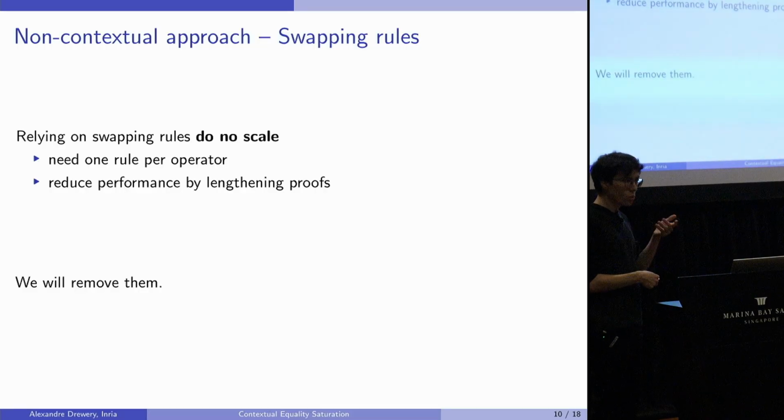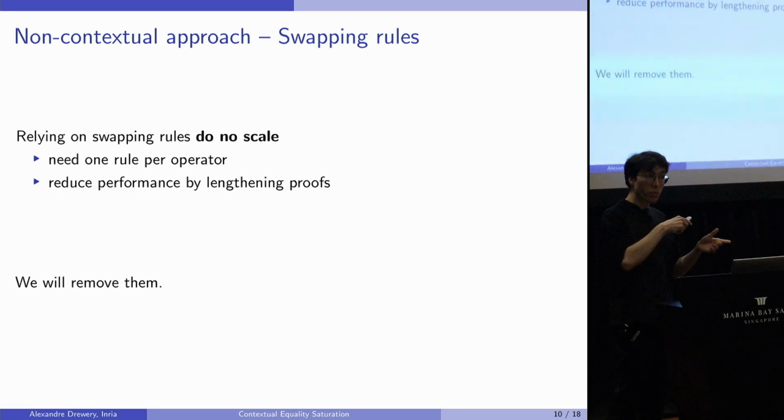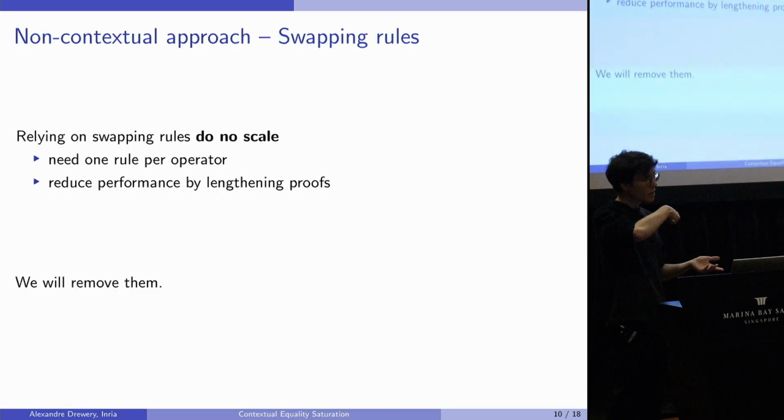In general, these rules are called swapping rules. They do not scale. They pollute your rule set in a way that you need one rule per operator, and they lengthen your proofs. So earlier, I wanted to apply one rule, but to do so, I needed to apply an auxiliary rule. My proof is now twice longer. And remember that in equality saturation, I will apply every rule I can, everywhere I can. So if my proof is twice longer, this gives me more opportunities to apply irrelevant rules in other parts of my graph, and therefore it will tank my performance quite a lot. So can we do away with swapping rules?